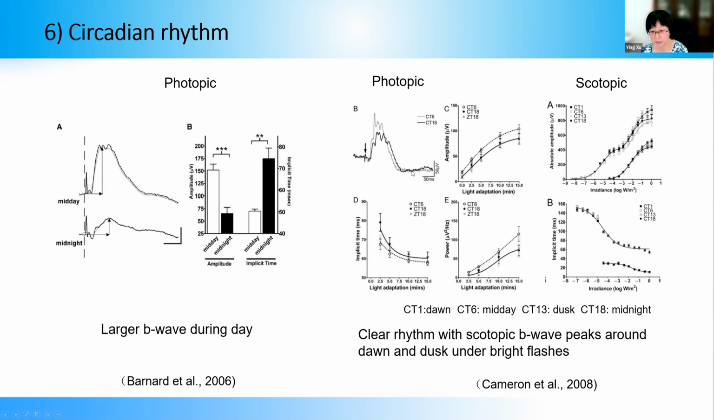They also showed that at midday, the photopic B wave is larger than the B wave recorded at midnight in the mice. And how about scotopic? For the scotopic condition, they compared the amplitude across different flash intensities. They found that at a weak flash intensity, there was basically no difference in amplitude. But at the strong flash intensities, there is a clear rhythm, with the scotopic B wave peaking around dawn and dusk rather than at midday and midnight.